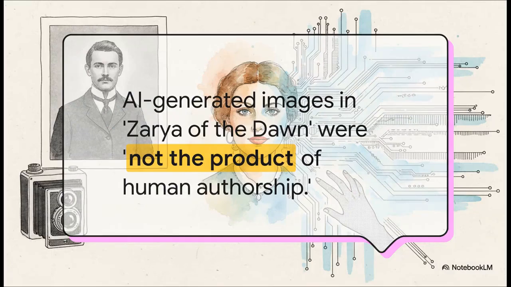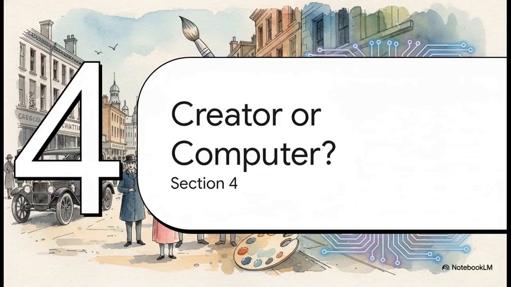This whole idea is perfectly illustrated by the real-world case of the graphic novel Zarya of the Dawn. The author wrote all the text but used an AI to generate all of the images. The Copyright Office ruled that while her text and the creative arrangement of the book were protected, the individual AI-generated images themselves were not, because they lacked sufficient human authorship. So, how does this precedent apply to our colorized photos? Well, it all comes down to which of those two methods you actually used to create it.